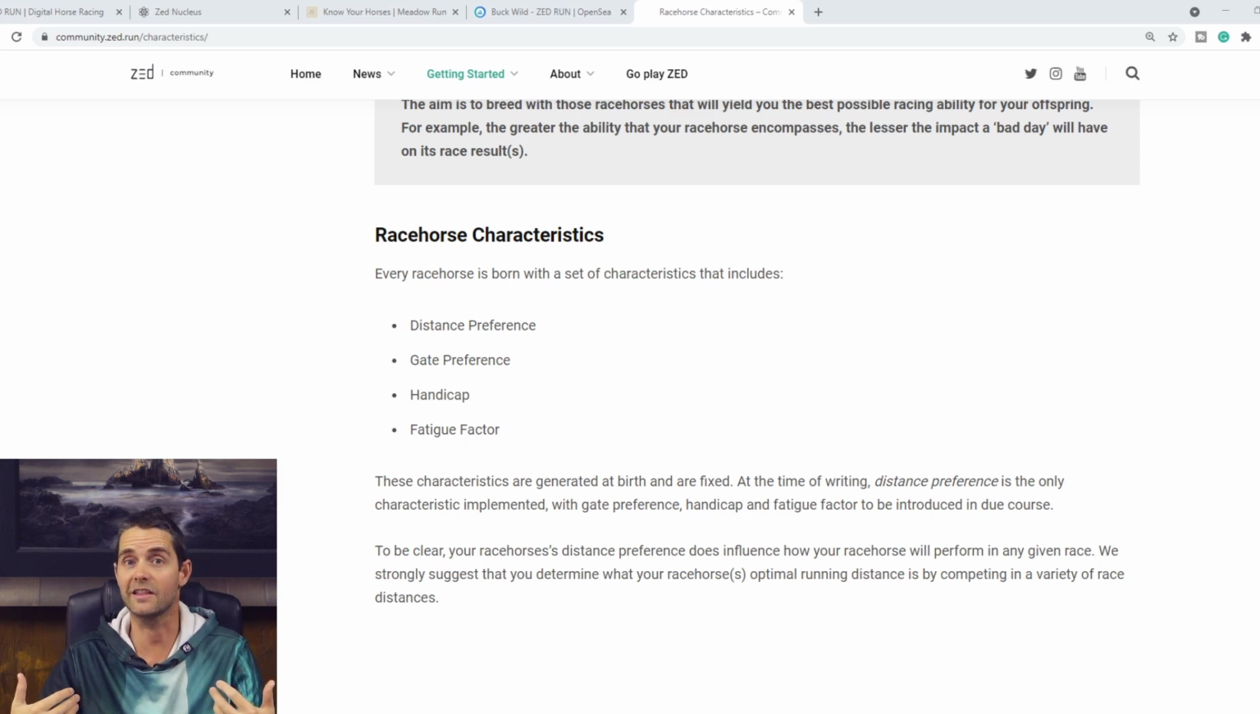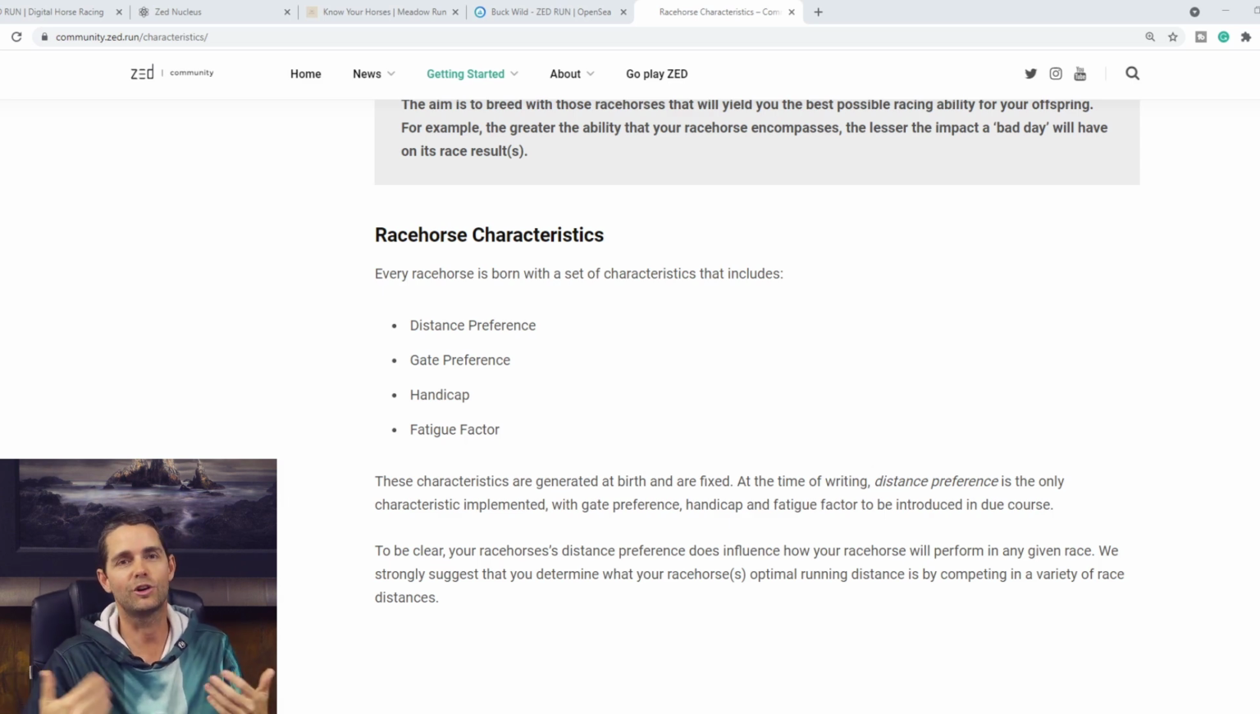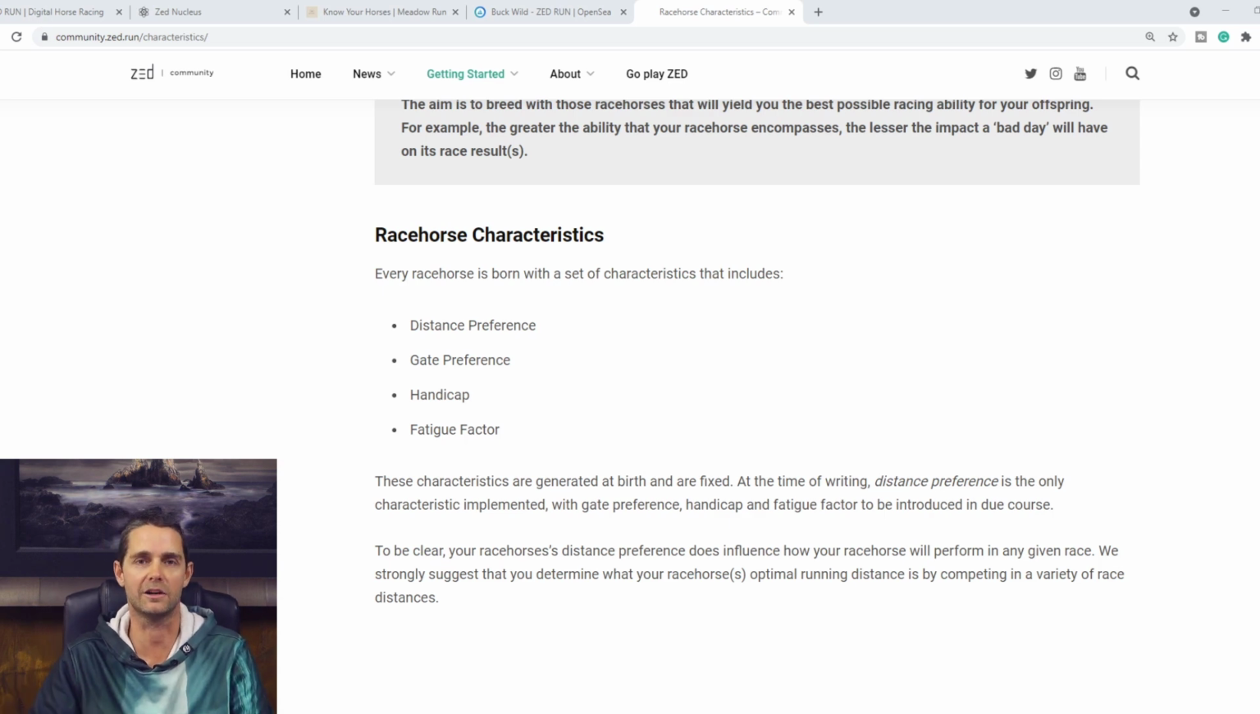I don't know the answer to that, but I assume that there could be a handful or there could be many of those horses that are currently underappreciated and undervalued that might go on to be future champions when these traits mix and match and become more specific, because currently the only trait being considered in the racing system is distance preference. So we don't know. Some of the underappreciated horses might run really well from a specific gate.